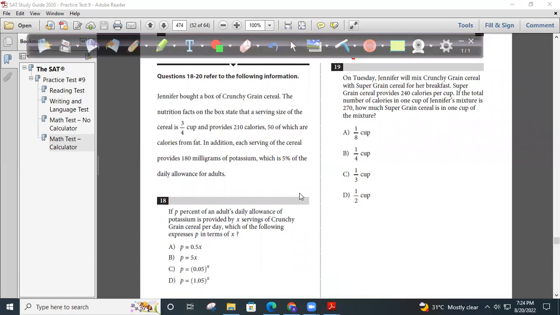If P% of an adult's daily allowance of potassium is provided by X servings of crunchy grain cereal per day, which of the following expresses P in terms of X?